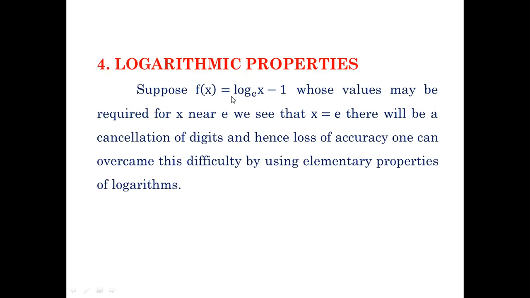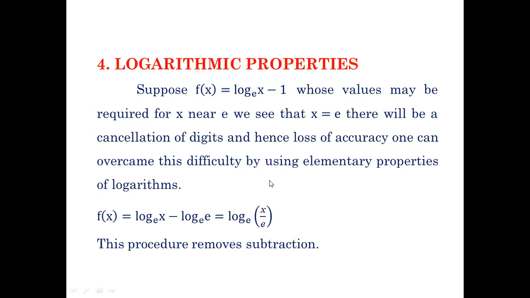Logarithmic properties. Suppose we consider the function f of x equal to log x base e minus 1, whose value may be required. For x near e, when x is equal to e, f of x becomes 0. There will be a cancellation of digits and hence loss of accuracy. One can overcome this difficulty by using elementary properties of logarithms. So f of x is equal to log x base e minus 1. I can write 1 as log e base e, and by using the formula log m minus log n is log m by n, we get log of x by e base e. This procedure removes a subtraction.